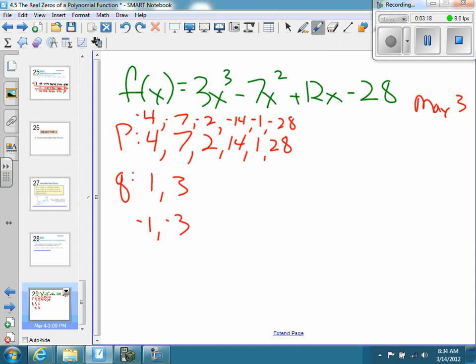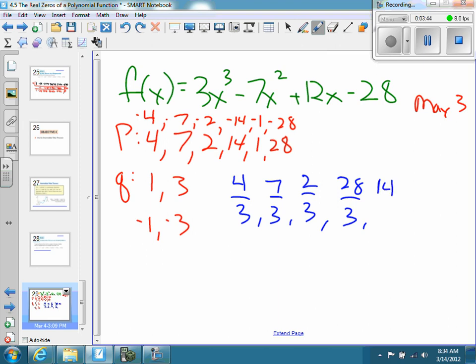But now I need to add some here. What are some other ones that I need to add? 4 over 3, 7 over 3, 2 over 3, 28 thirds, 14 thirds.